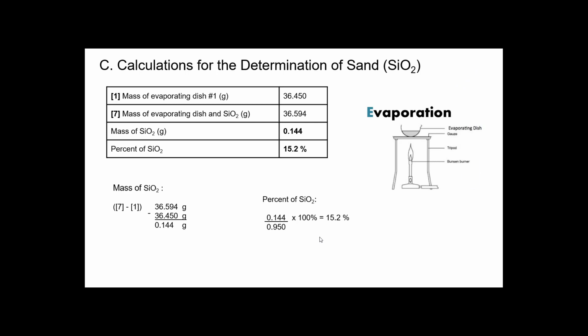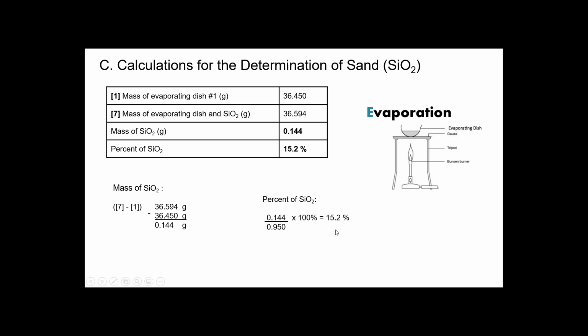The easiest thing now would just be to subtract, but you actually need to know the amount. So I would suggest always just go through the whole thing. Now we need to know the determination of sand. On this one, you have your mass of evaporating dish, and you have your mass of your sample and evaporating dish, and you're going to subtract them, which leaves me with a mass of 0.144 grams. Set this up in the same way, and mine ended up being 15.2%.